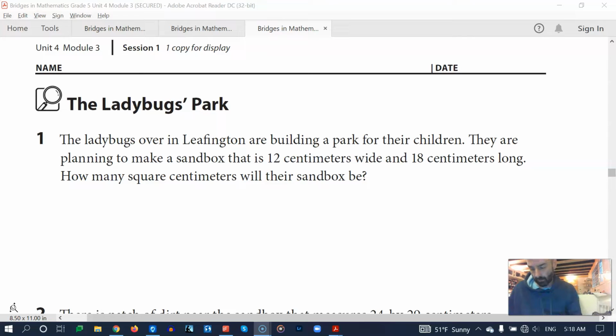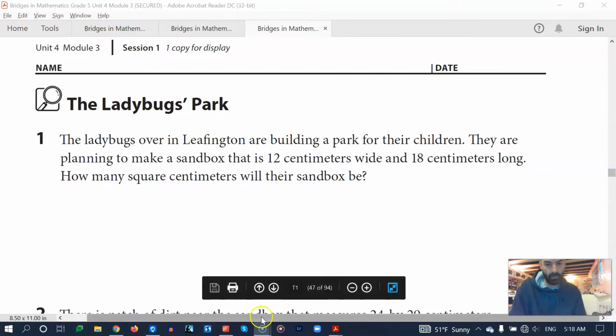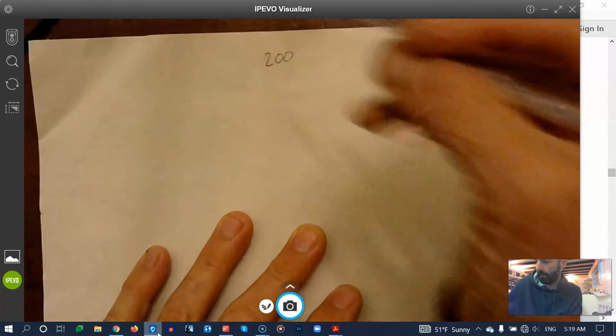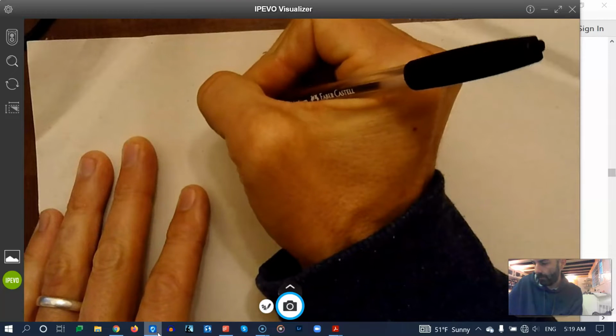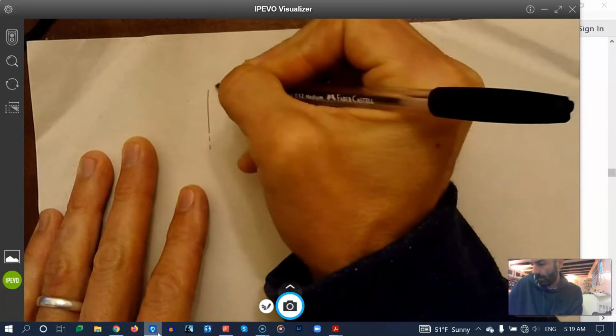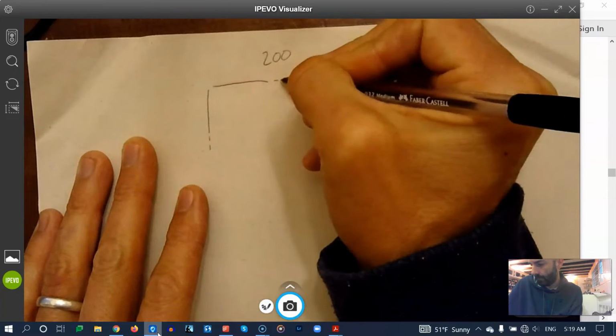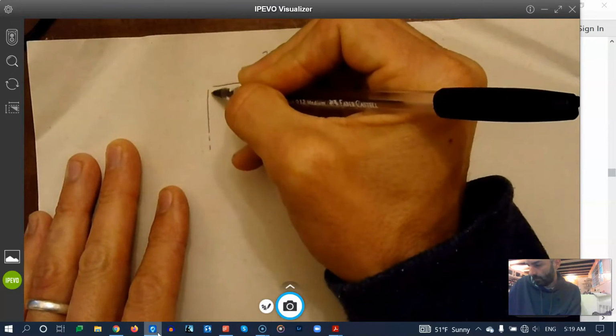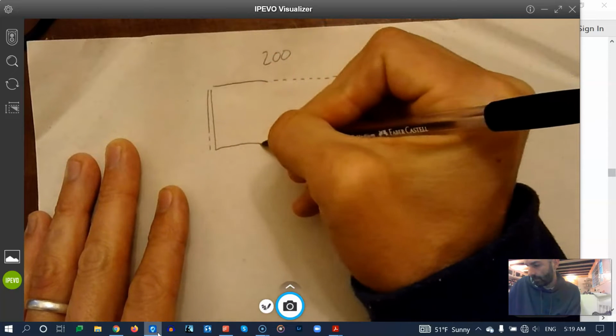I do like to start, when I do remember, with estimates. So if I round the 18 to 20 and the 12 to 10, that's going to give me about 200. So I'm going to write 200 down just as my estimate here. It's 18 by 12, so I need to draw my area model here. I'll do that on a different sheet of paper. There's my estimate, 200. So we have 12 by 18. I'm going to draw this box here.